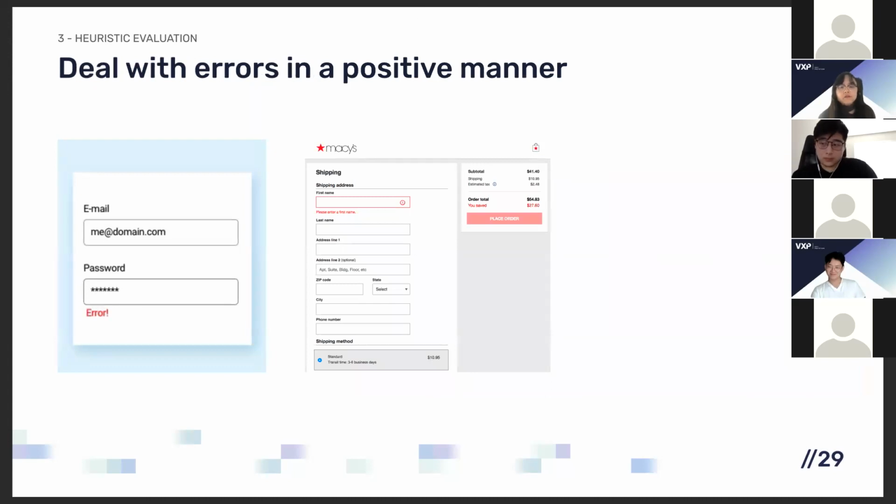Does your interface deal with errors in a positive manner? People make mistakes all the time. How do you help them recover from these mistakes? A rule of thumb is never to shame your users. And when it comes to telling them there's an error, you always have to come with an explanation of what specific error they're looking at.